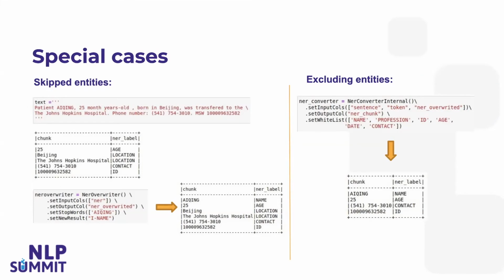So there are some special cases which can be covered. Sometimes we see that some names can be missed by a model. In my example, we see that the name of the patient was missing and it was not identified. In this case, we can apply the rule-based system that I mentioned before. In this rule-based system, we will have an overwriter, which will add the desired entity into the chunk. And then we also can exclude some entities based on the task we have. So in this example, I exclude location.